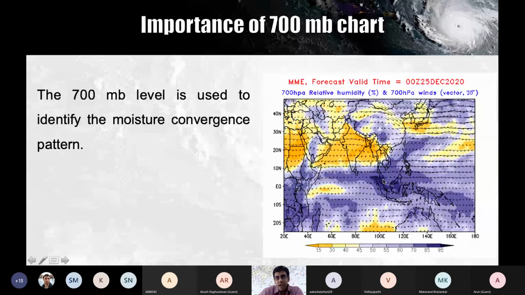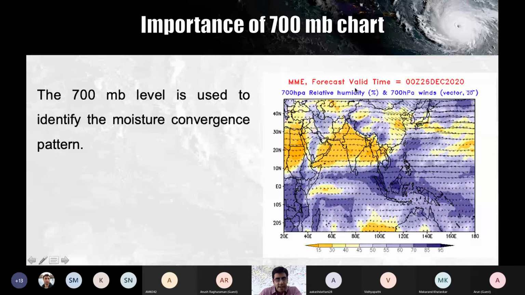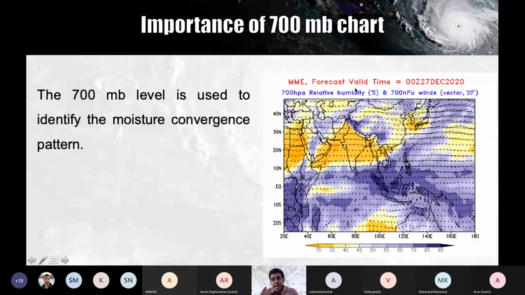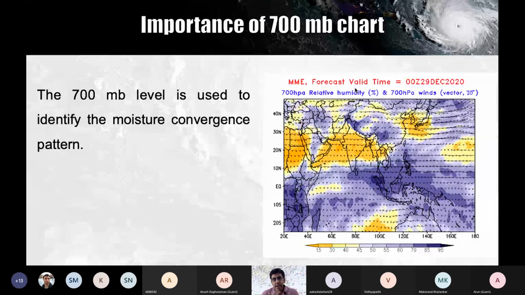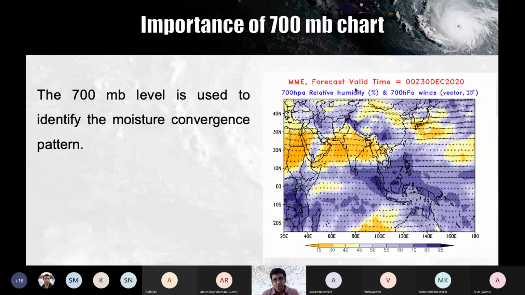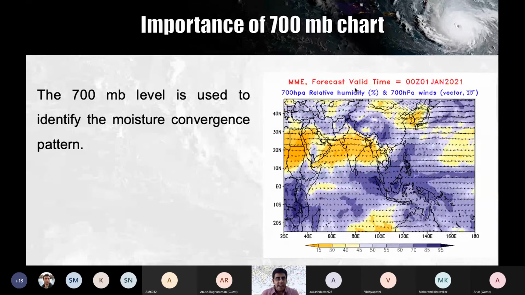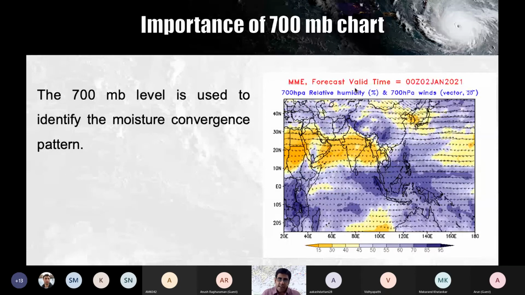Okay, so I will tell you where you can get these charts from. I'll give a full tour of where these charts are available tomorrow in the hands-on session. Right now, let us just understand the importance of each level.